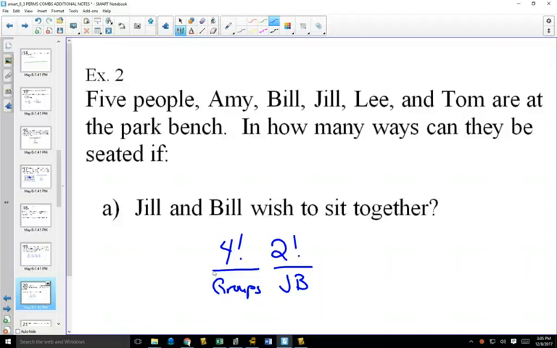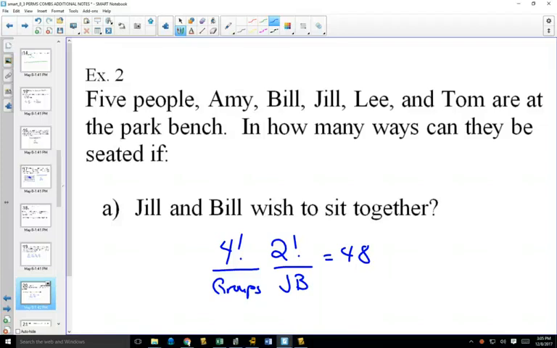All the others, you wouldn't have to put, this would be enough, but if you wanted to, well, Amy is 1 factorial. You can't rearrange her. Or Lee or Tom, they would all be 1s. So we don't have to show that because all multiplying by 1. This is going to be 48 ways where Jill and Bill wish to sit together.